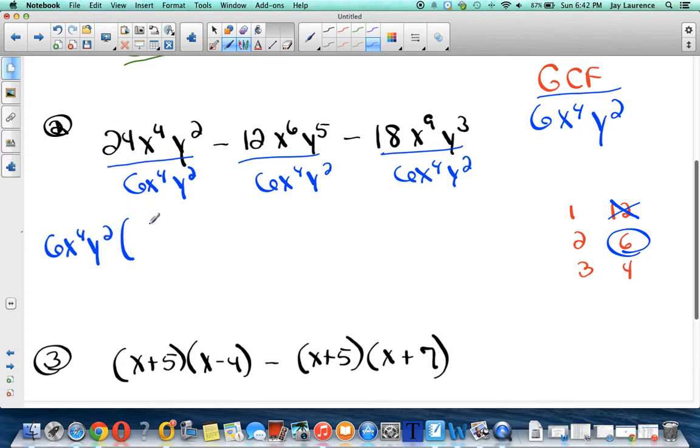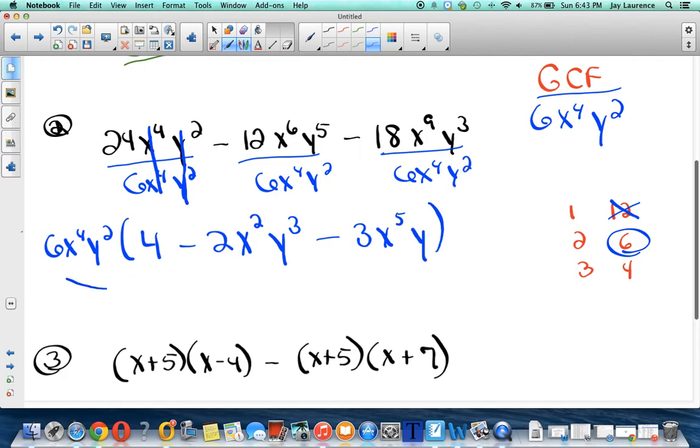Okay, 24 divided by 6 is 4. X to the 4ths are gone. The y squareds are gone. So it's just a plain old 4. 12 divided by 6 is 2. X to the 6th divided by x to the 4th, x squared. It's division, not multiplication. Y to the 5th divided by y squared is y cubed. Okay, and then I'll have 18 divided by 6 is a 3. X to the 9th divided by x to the 4th is x to the 5th. And y cubed divided by y squared is y. And there you go. We've just factored by the GCF.